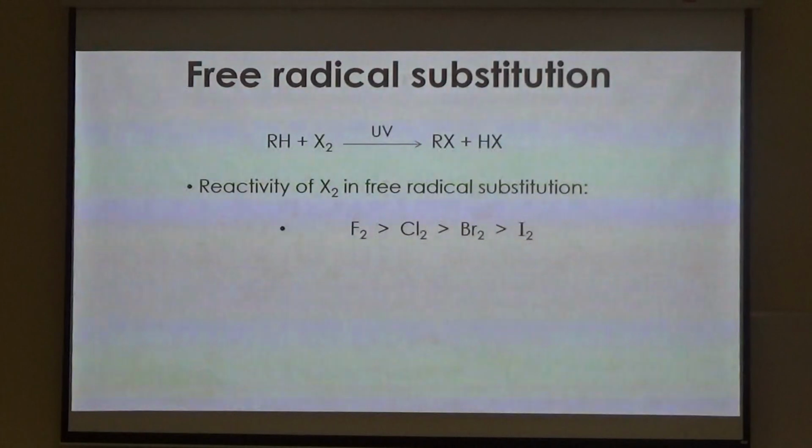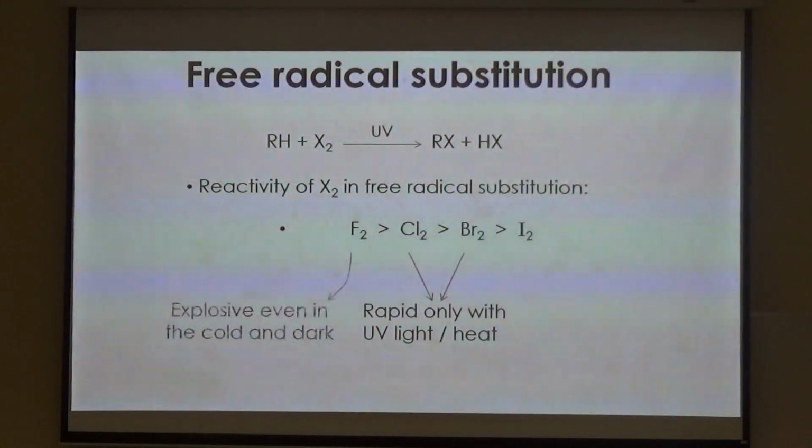So the reactivity of the X2, X2 we all know is a halogen. This is the reactivity order. F2 is the most reactive, followed by Cl2, Br2, and the last one is I2. For free radical substitution, we will deal with Cl2 and Br2. F2 and I2 are not used in this mechanism, because F2 is very explosive in the dark, and I2 is too unreactive. So when we talk about free radical substitution, we are mainly talking about Cl2 and Br2.